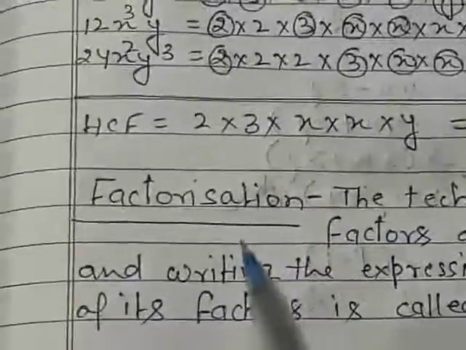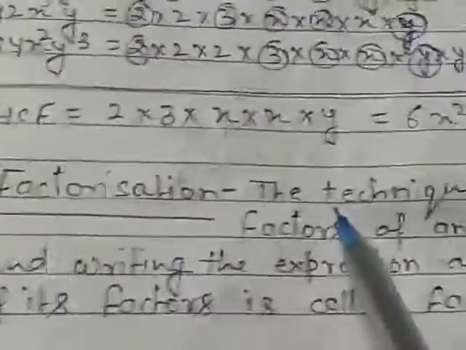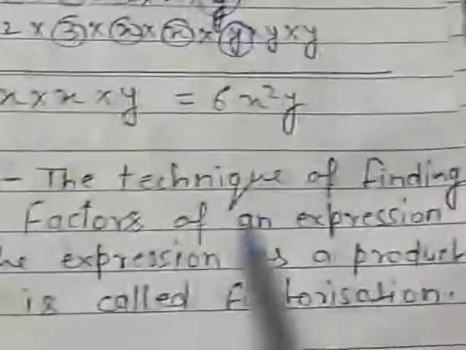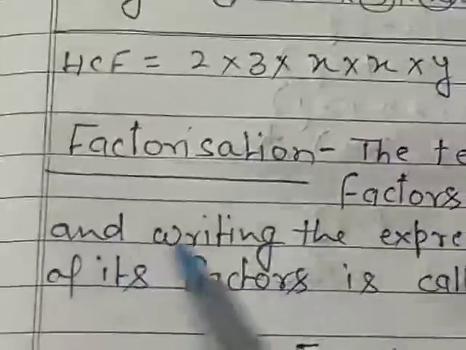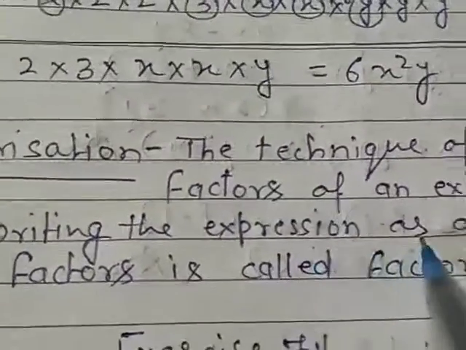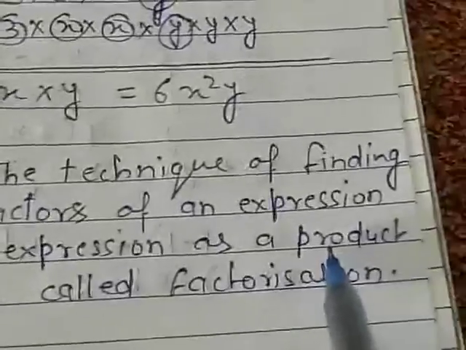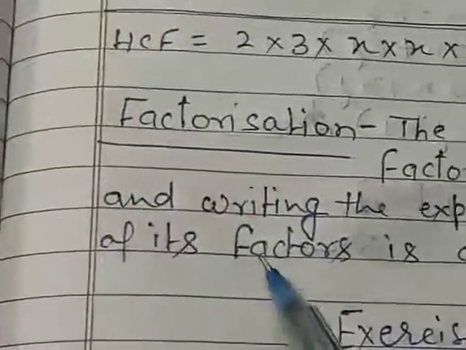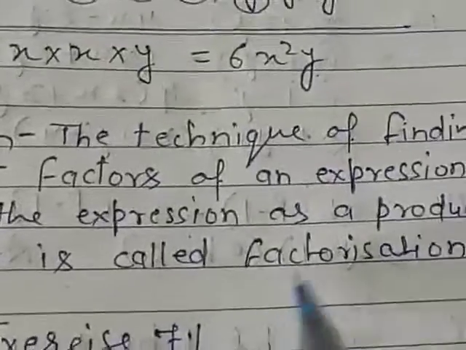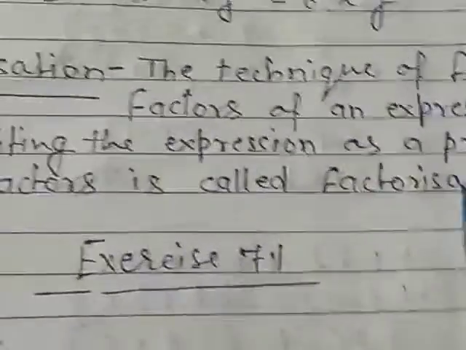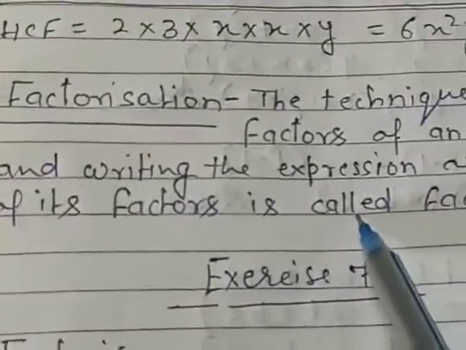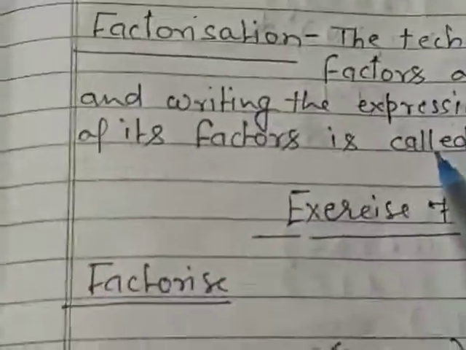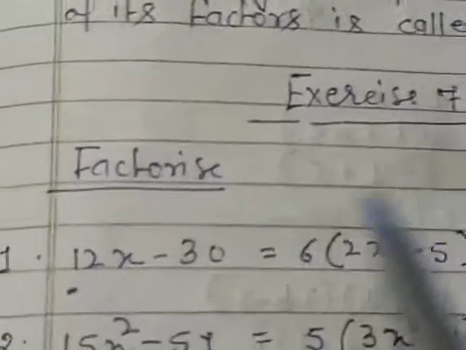Next thing, factorization. What do we mean by factorization? The technique of finding factors of an expression and writing the expression as a product of its factors is called factorization. It means how to find the factors, where we use the technique called factorization. Now we solve exercise 7.1.